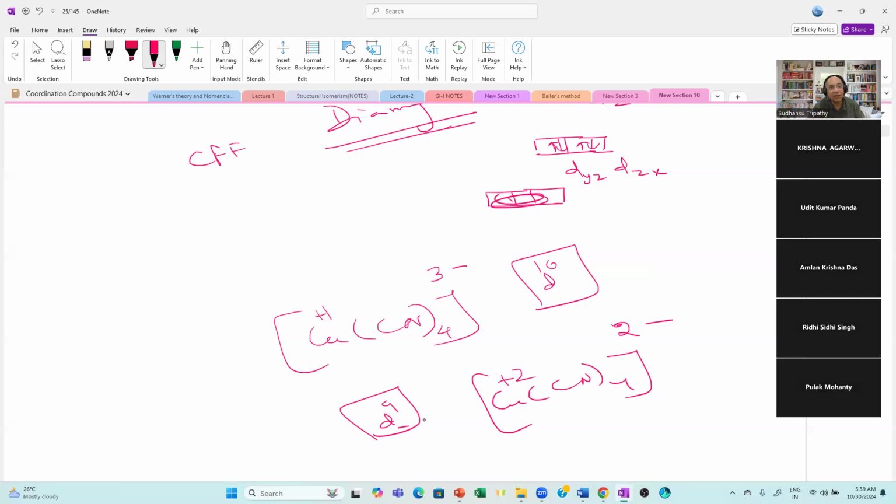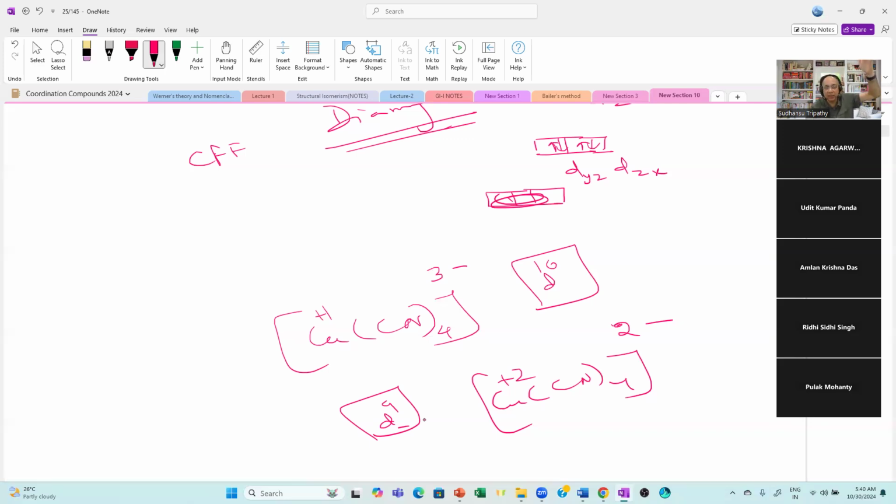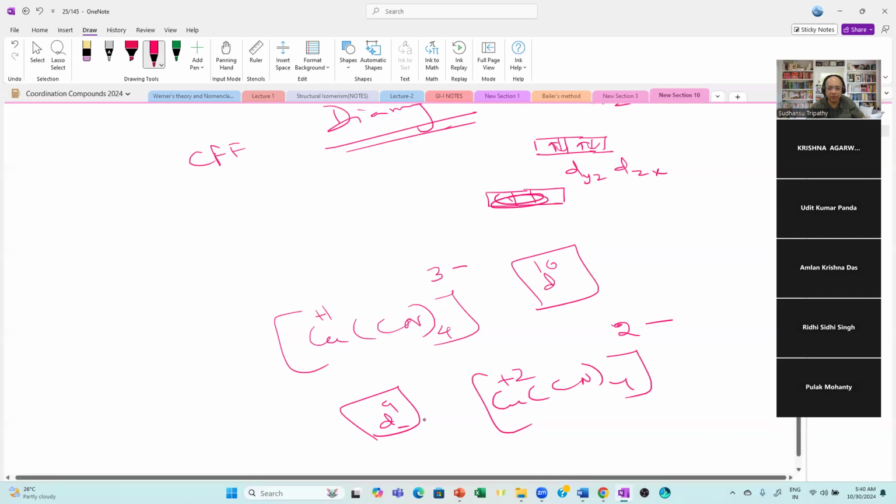So both are correct, because in d9 the d-d transition definitely occurs. In d10 there is no d-d transition. There it is CT, and CT will fall in the UV. In d10 configuration, one electron can go from the metal ion to the pi star orbital of the cyanide ion. So MLCT is possible.